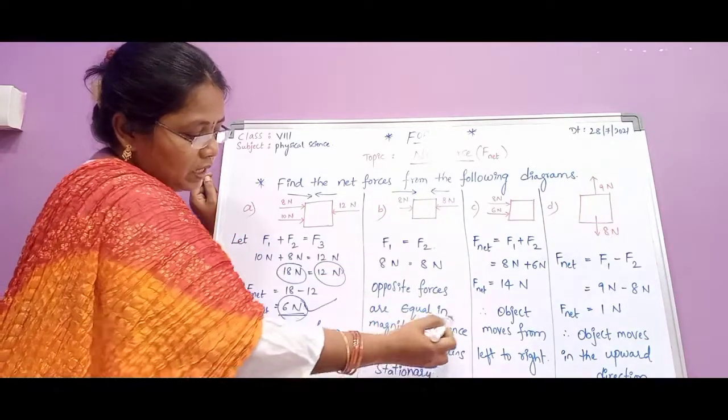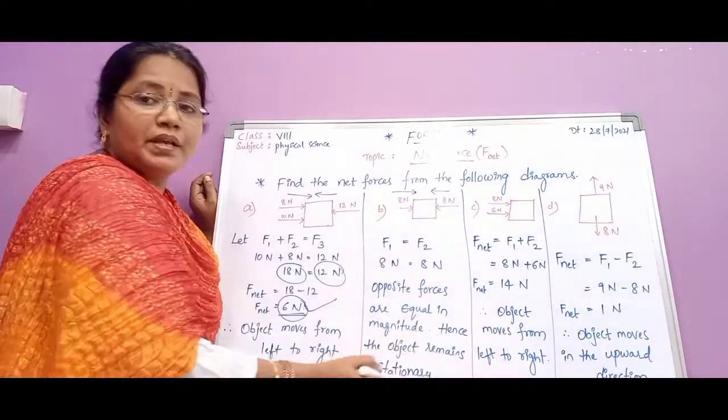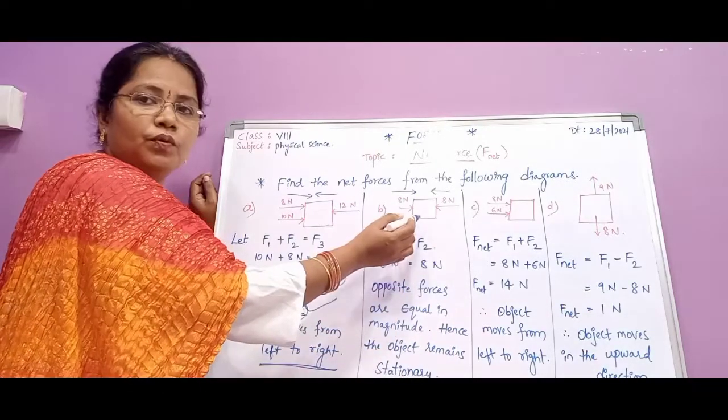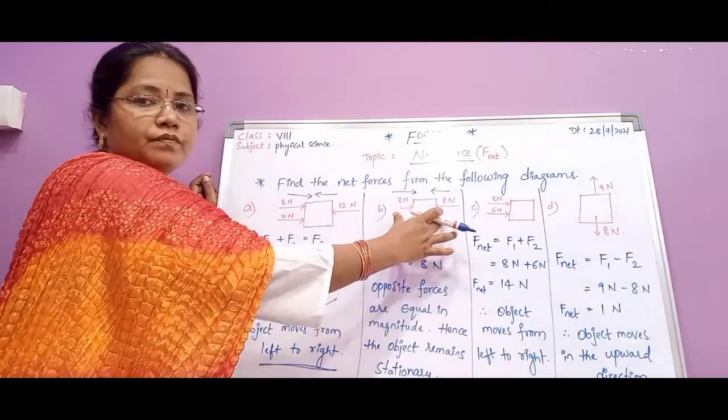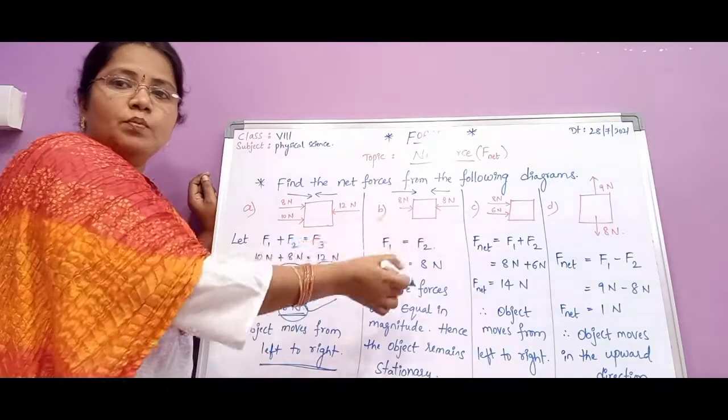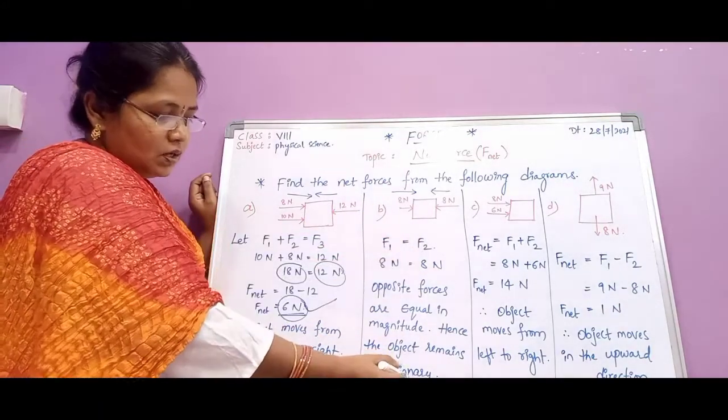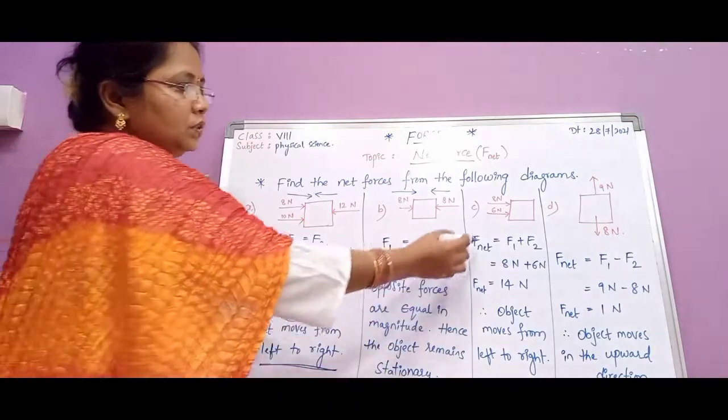Okay. Opposite forces are equal in magnitude, hence the object remains stationary. The object does not move. From both sides, the same amount of force is acting on this object. Hence, it does not move to any side. It remains constant or stationary. Okay. Then go to the third case.